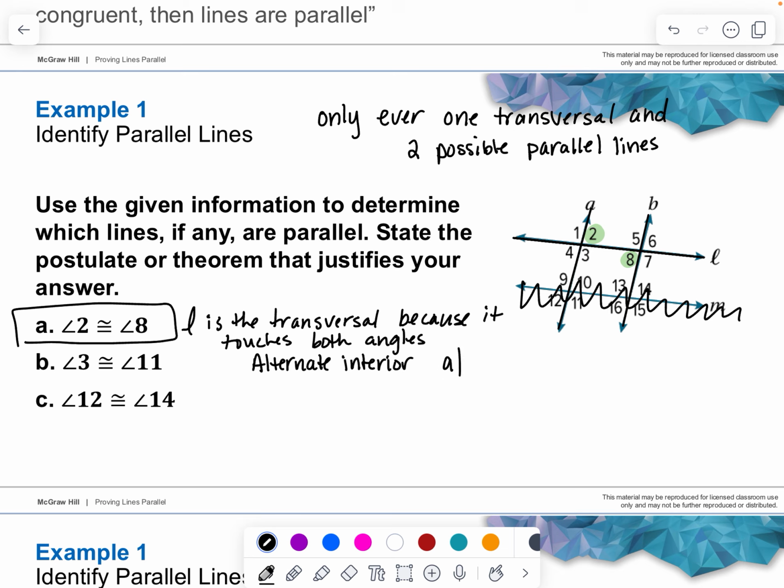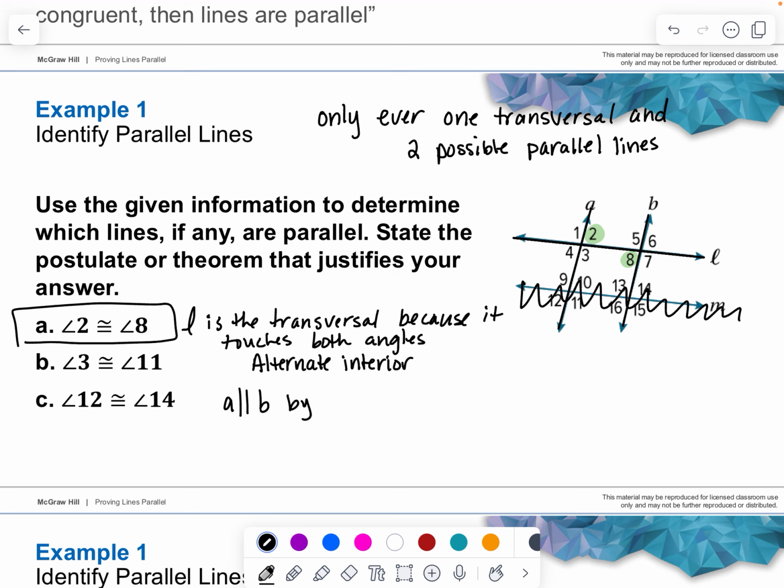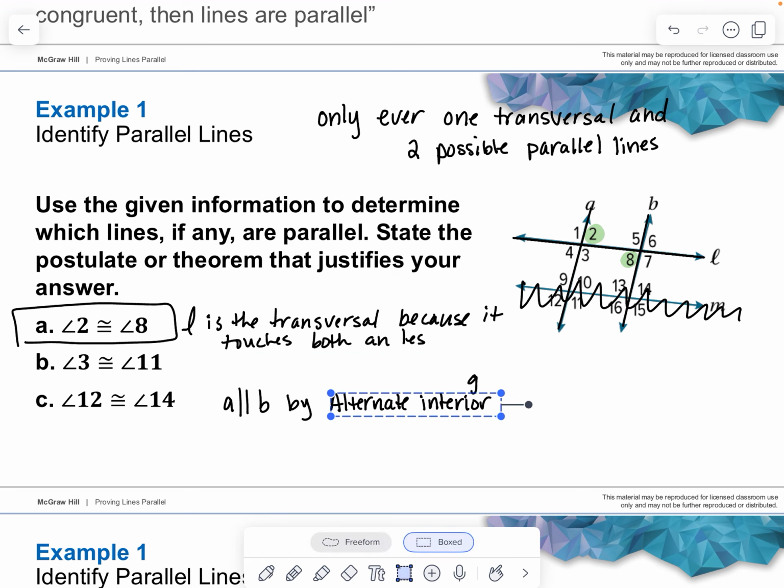And A is parallel to B. So I would actually write this. I would say A is parallel to B by alternate interior angles.